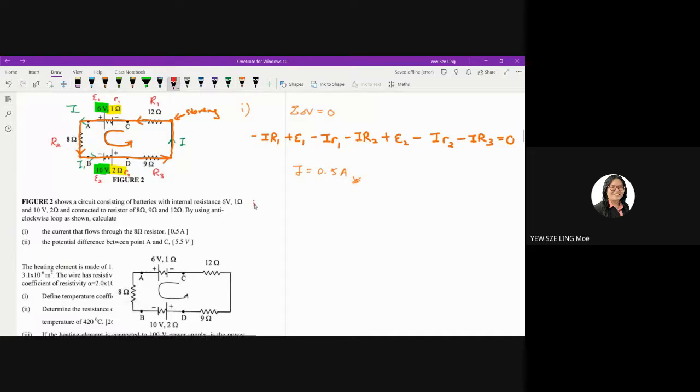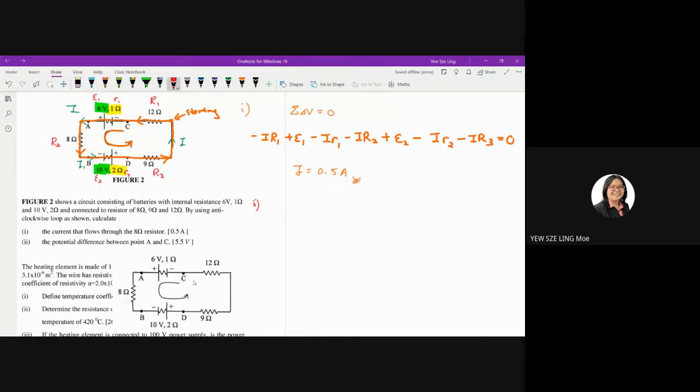Question number 2. The question asks you to calculate what? It asks you to calculate the potential between AC. So let's look at the diagram at the bottom.